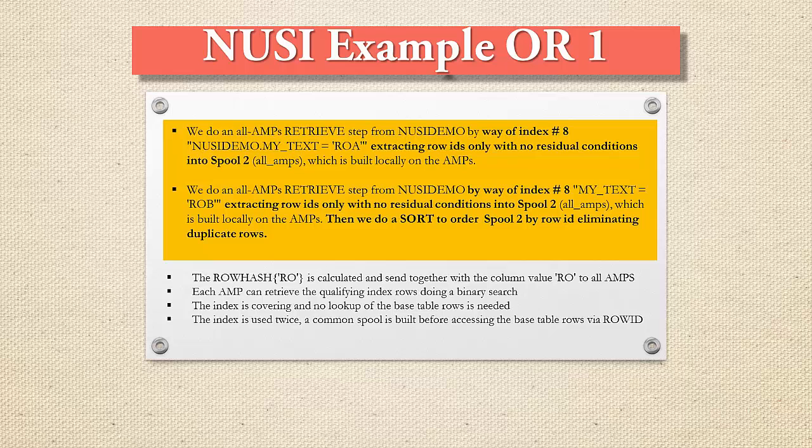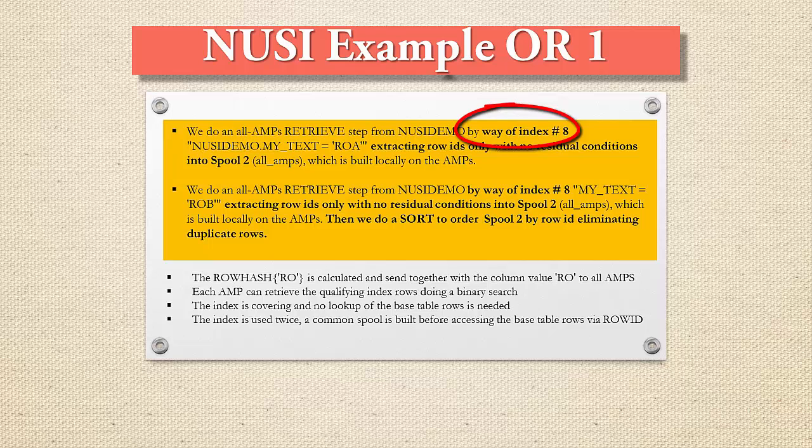Going back to the NUSI demo table and the myText non-unique secondary index, we now alter the select statement a little by making it two conditions combined with an OR operator. So we look for myText equal to ROA or ROB. The sequence of events that occur in the background and are revealed by the optimizer is the following. The row hash over ROA is calculated, sent together with the value to all amps. Each amp can retrieve the qualifying index row doing a binary search. We can see that there's a binary search from the by way of index phrase of the original optimizer text.